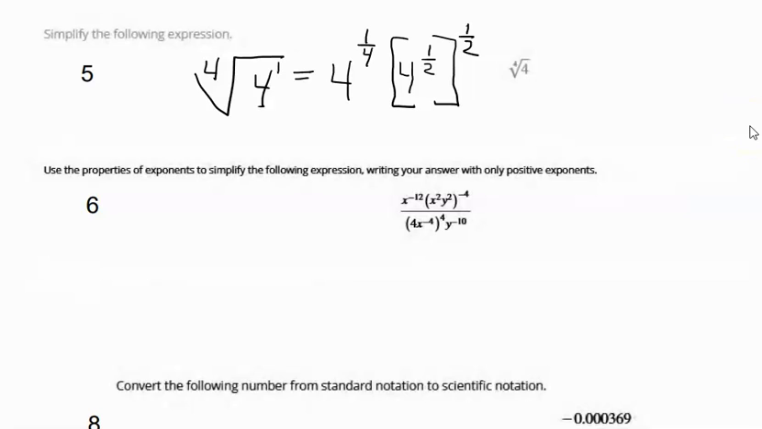The base is 4, the exponent is 1/2, and notice if we multiply these exponents here, we get 4 to the 1/4 power. So this is valid. Now, what is 4 to the 1/2 power? Well, that's the square root of 4. And what is the square root of 4? The square root of 4 is 2.